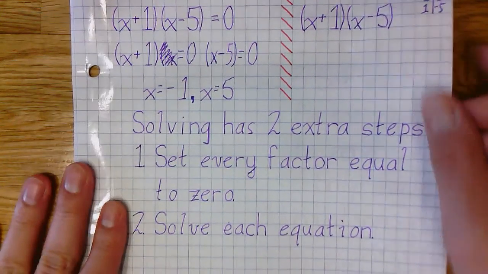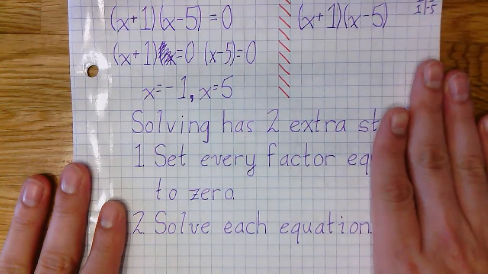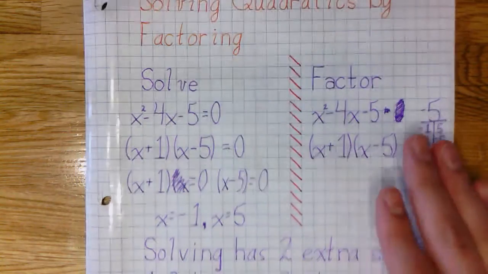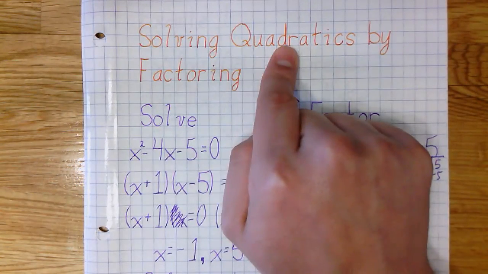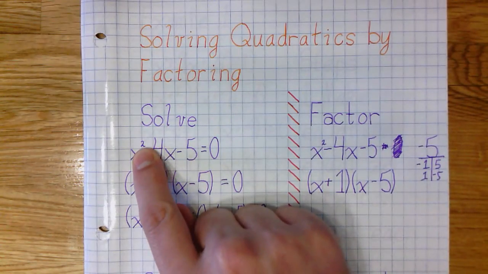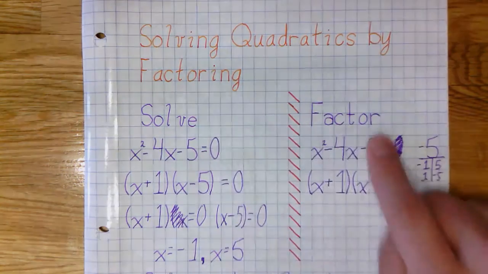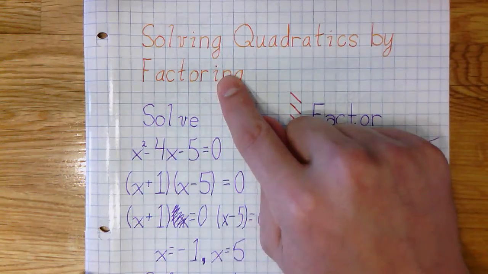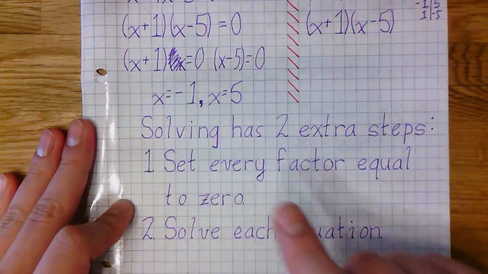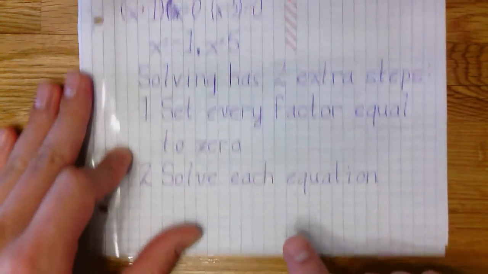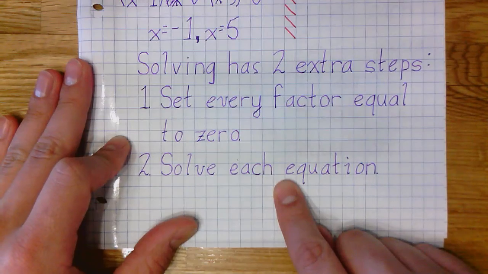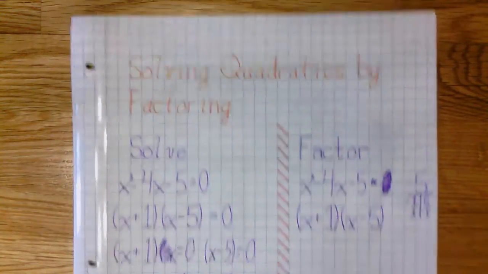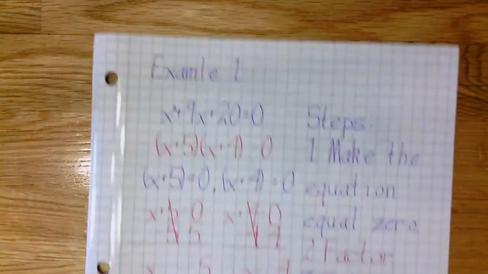Okay, so this is what we're going to be going over today. We're going to learn how to solve a quadratic, that's anything with an x squared in it, by factoring. So we're going to factor, and then we're going to do 2 extra steps after factoring. We're going to set those factors equal to 0, and then solve those for x. Okay, let's look at an example.